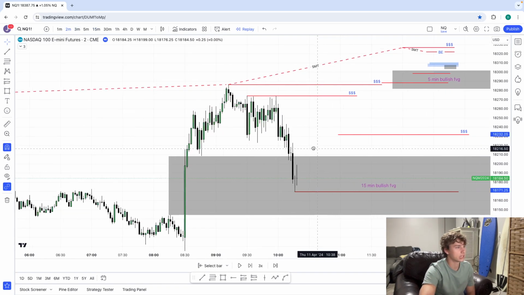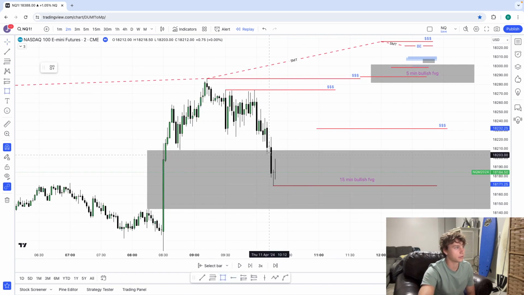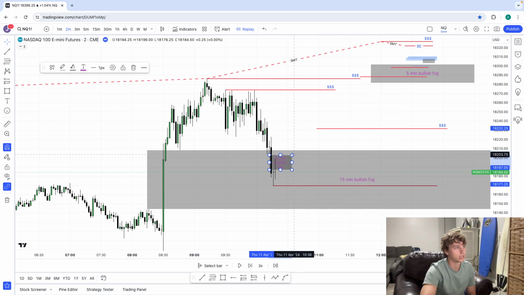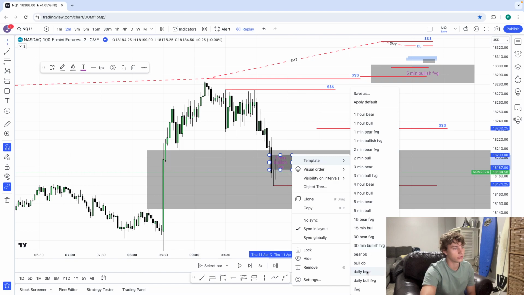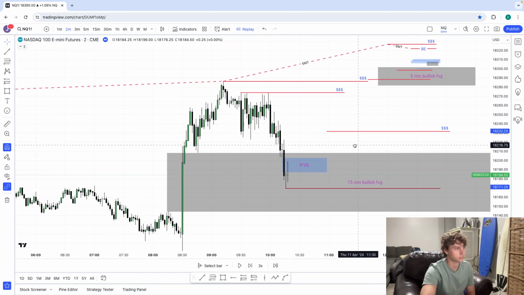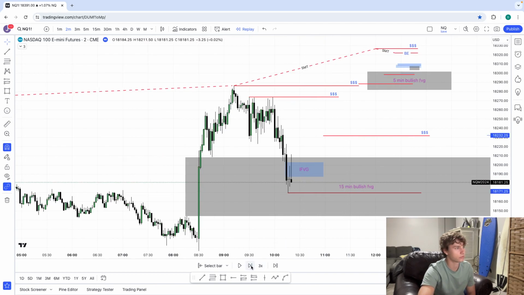because what do we get setting up? We're in a 15-minute fair value gap. We're in discount of the entire range. We're bullish because of the SMT, and now we have a 2-minute bearish fair value gap. We can look to inverse this, and as soon as this gets broken, you can expect price to reverse.